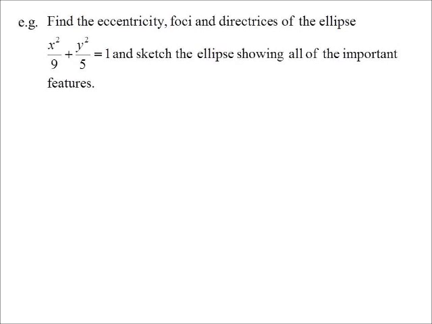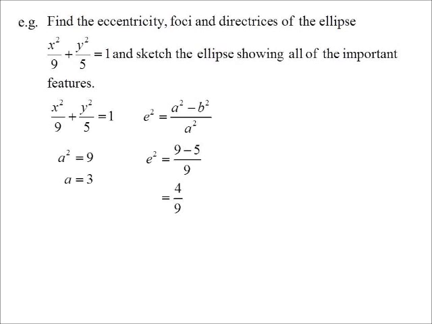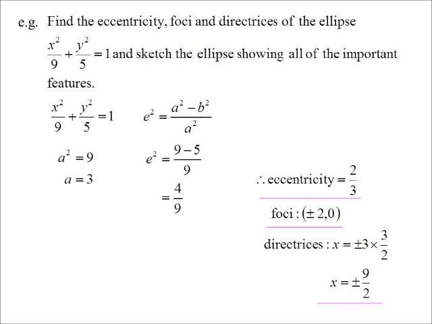Okay. Our formula here is x squared on 9 plus y squared on 5 is equal to 1. a squared is bigger than b squared, so we know our ellipse is elongated horizontally. All the important features: a is 3. The eccentricity I can work out. e squared is (a squared minus b squared) on a squared, 4 on 9 is e squared. So the eccentricity is 2/3.